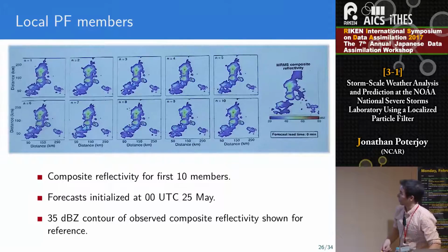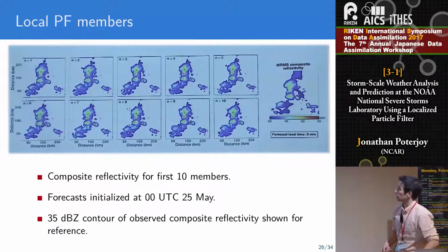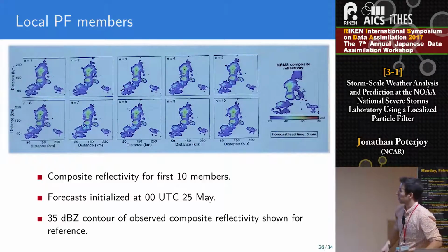And so the first thing I'm going to do is just show you what some of the members look like after performing cycling for several hours using the ensemble Kalman filter and the particle filter. Here I'm just going to show the first 10 members, and what I'm plotting in each of these boxes is the composite reflectivity for each of those members. And on the right here, this is the observed composite reflectivity.